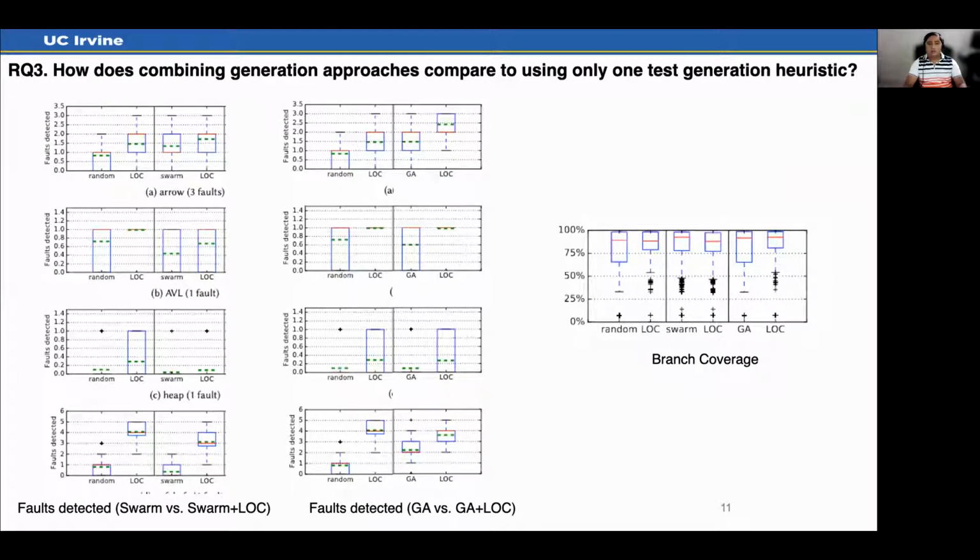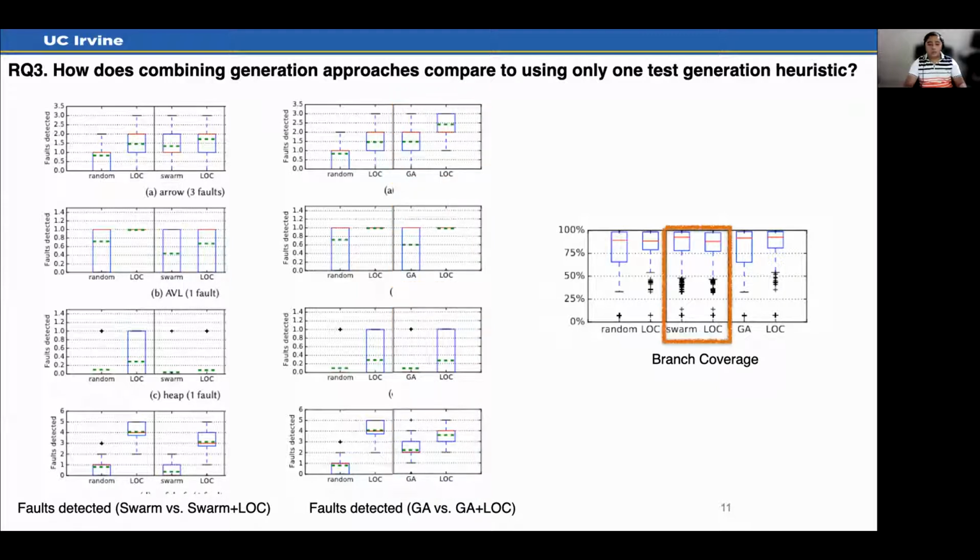In the third research question, we combined generation approaches such as genetic algorithm with the LOC heuristic and compared with using only one test generation heuristic. Swarm testing had the worst fault detection results by a large margin, with a mean of only 5.8% of maximum failures. Swarm with LOC improved on this, but only to 10.6%. The next best method, the genetic algorithm with LOC, only detected a mean of 3.6 faults per run.